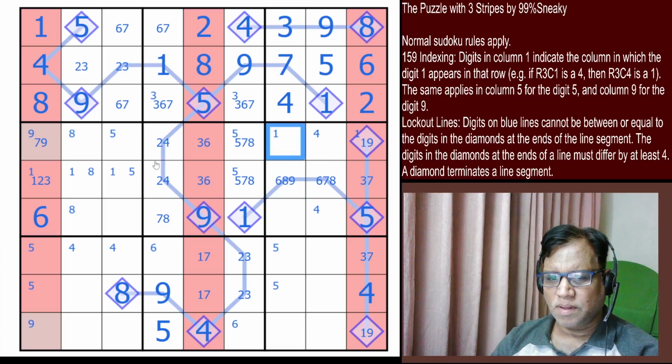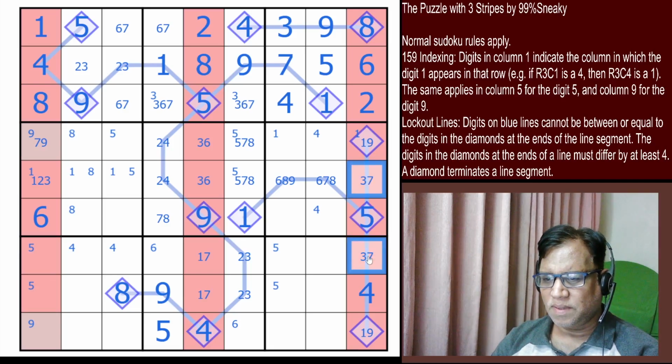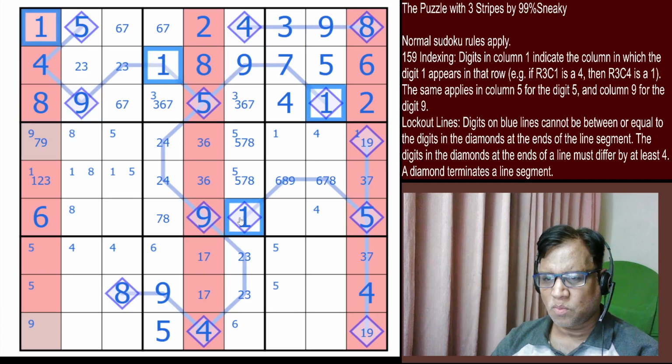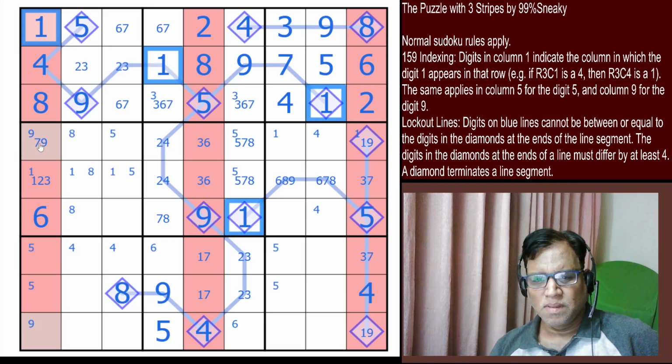7, 9. 1 is here. 1, 2, 3. 1 is here. 6. 1 is already there. 5. 2, 3. 3, 7, 3, 7. 9. 1. 7, 9. 1, 2, 3.